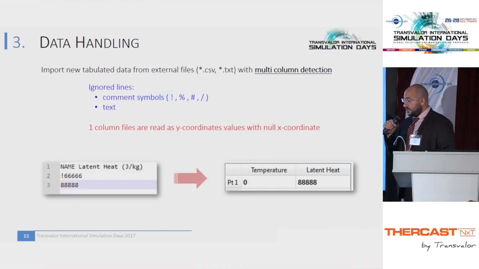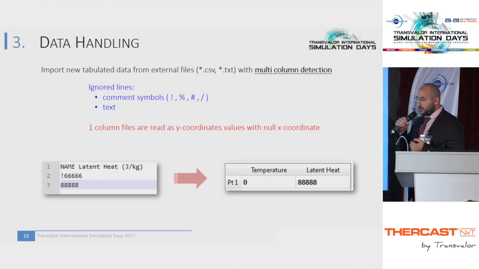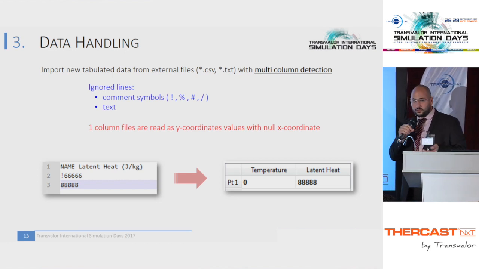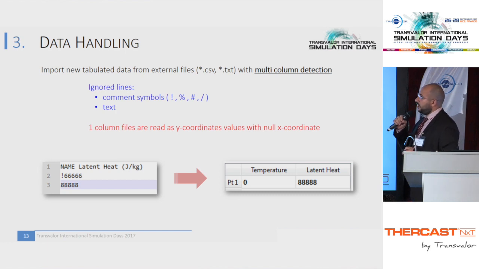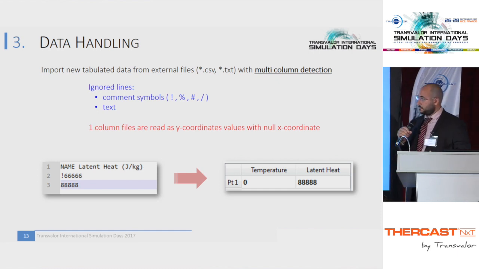If you have already existing files with comments and with text within them, it will be possible to ignore these lines, so you don't have to modify these files yourselves. Everything that comes in text or in comment symbols will be ignored. It's also possible to import files having only 1 column, in which case you will have an automatic X coordinate of 0.